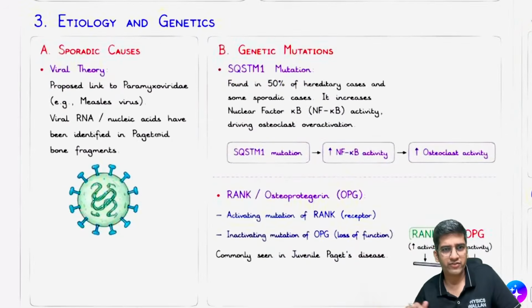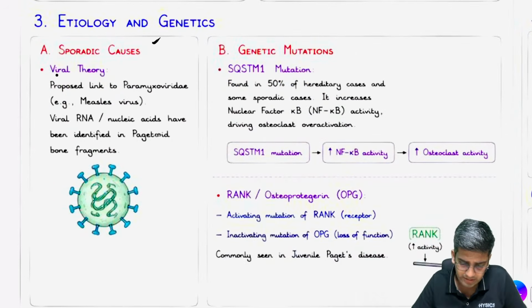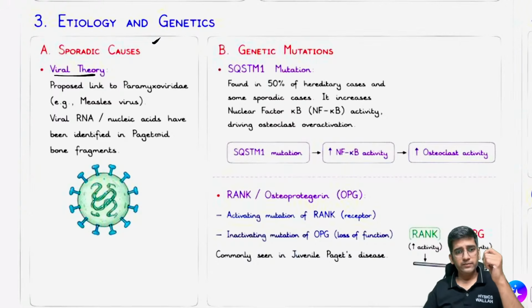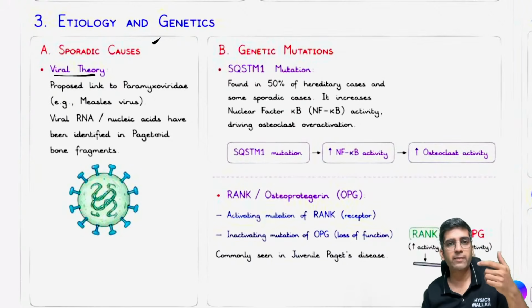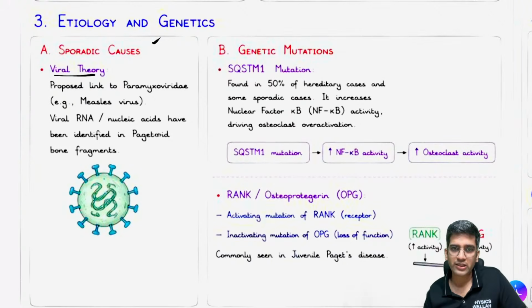There are a few causes, definitely. I do have sporadic causes. There is virus. We found paramyxoviridae, measles virus RNA in the Paget's disease bone. So we said that, okay, measles could be one of the reasons. We are not yet sure. That's one of the reasons.